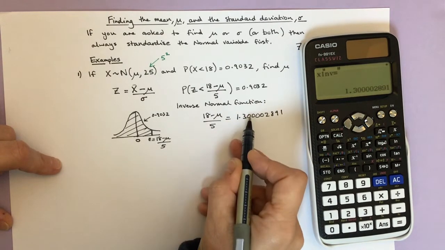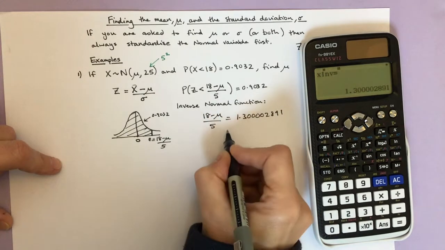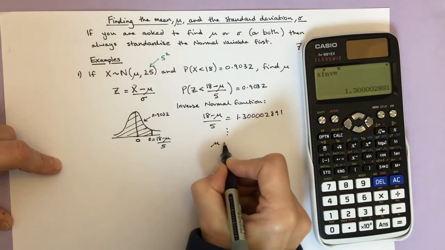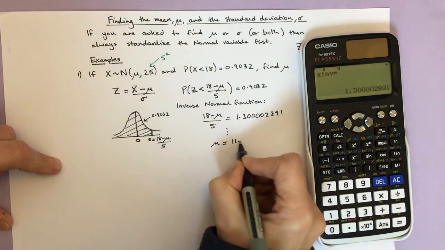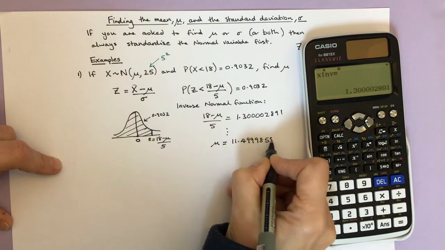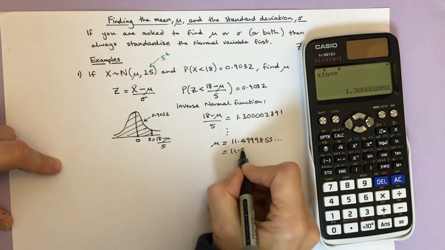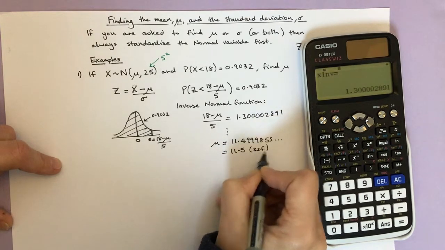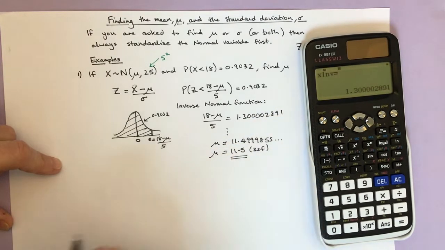Okay, and now we need to rearrange this to find the mean, mu. So take the 5 up, sort things out, rearranging. I'll let you do that. You can pause the video, and you should end up with mu equals 11.4999855, etc. So 11.5 to 3SF. Okay, so that's example 1.